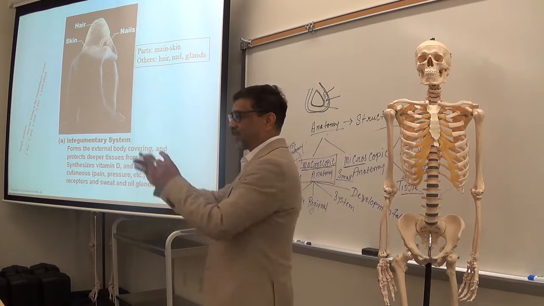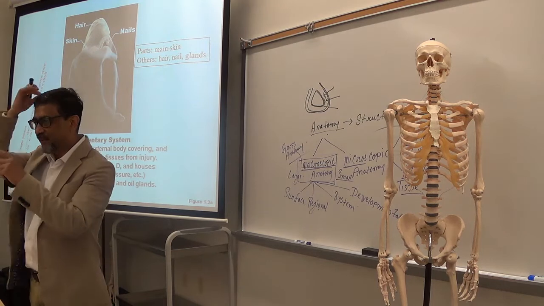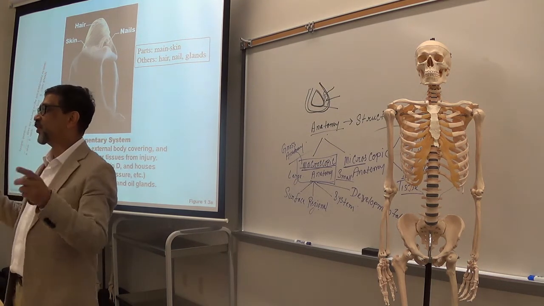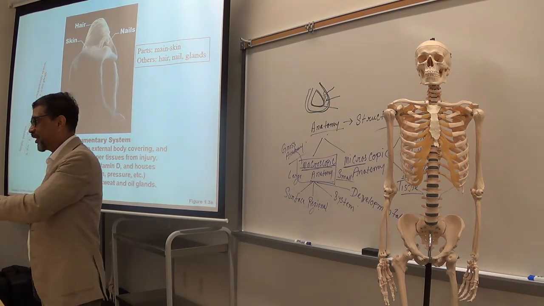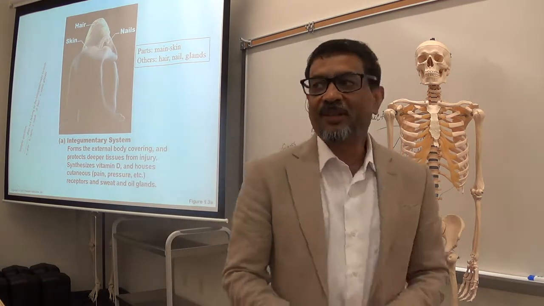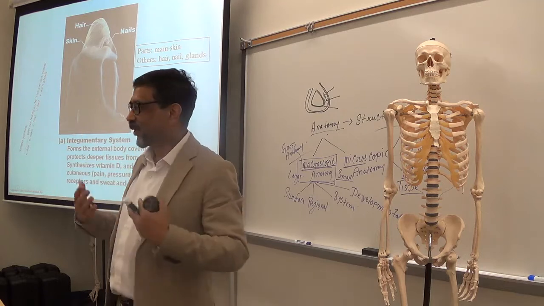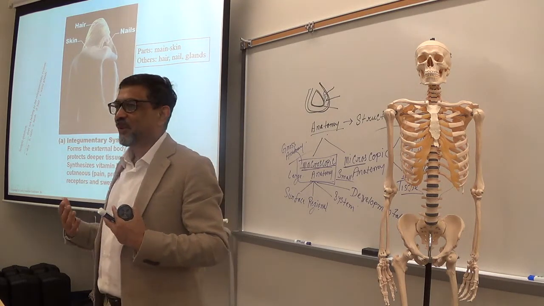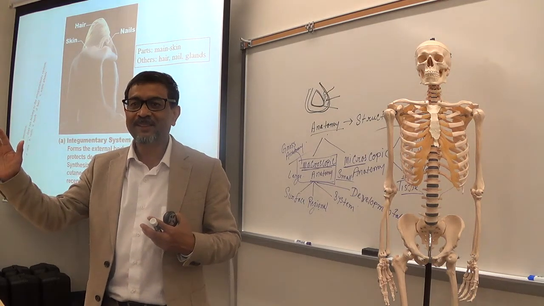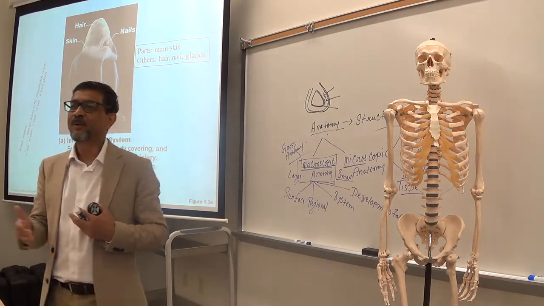Can you name those? Main organ is what? Skin. And other structures? Hair, nails, and glands of the skin, like sweat glands, sebaceous glands, right? So those are the glands of the skin. Now, I mentioned that integumentary system covers the whole body, right? So the main function is what? Protection. Make sense? Main function, not main organ. Main function is what? Protection.